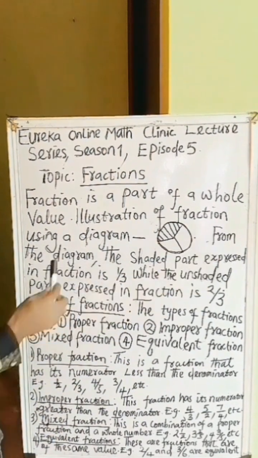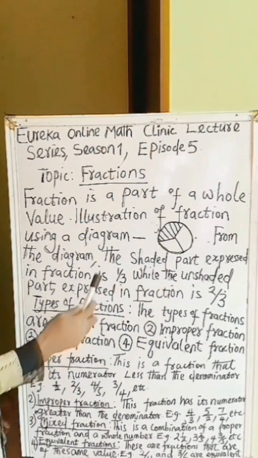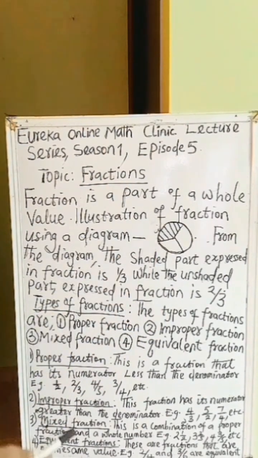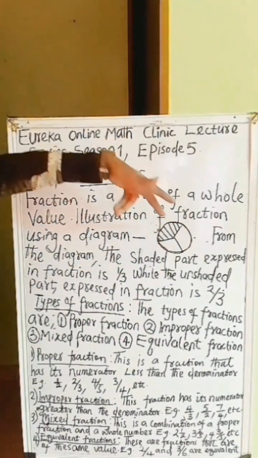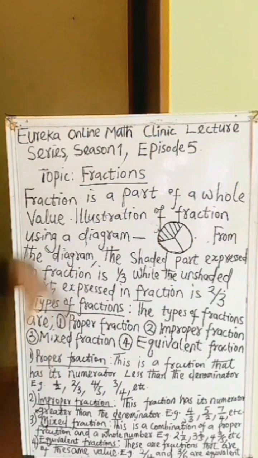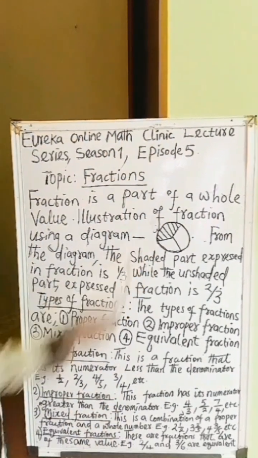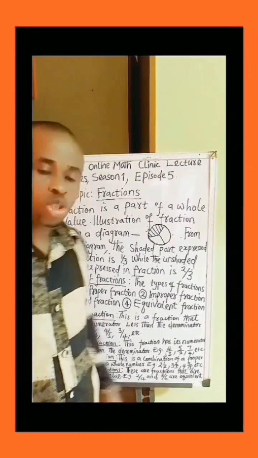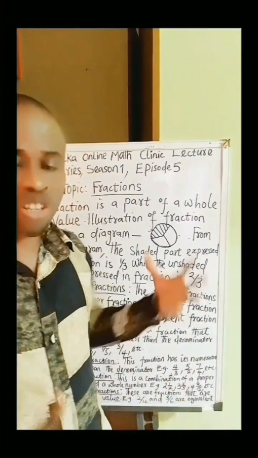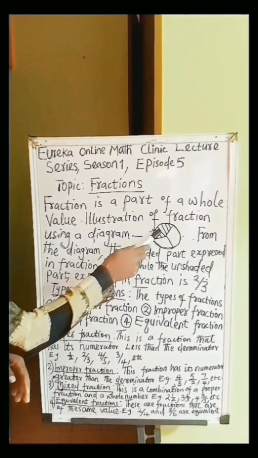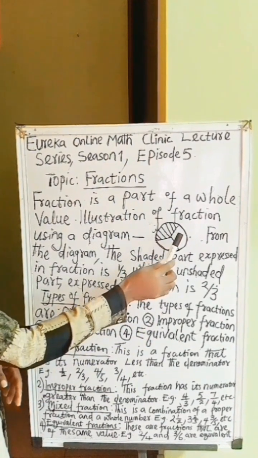From the diagram, the shaded part expressed in fraction is 1/3. We have 3 parts. 2 parts are unshaded, while 1 part is shaded. So if you want to express the shaded part in fraction, it becomes 1 over the total number of parts, and we have 3 parts. So expressing the shaded part in fraction becomes 1 over the total number of parts, 1, 2, 3.